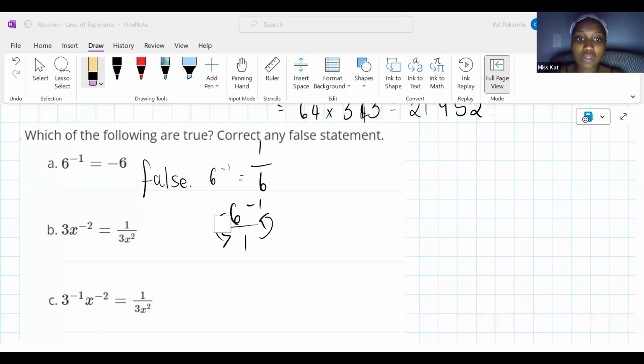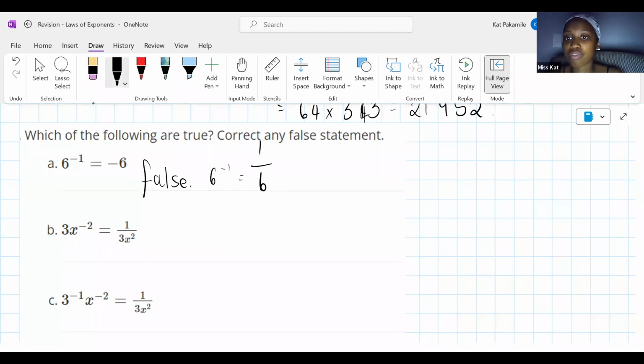So it is indeed false, guys, because you're supposed to find the reciprocal. You can't make the number negative. You're supposed to find the reciprocal. Chelsea, please stay away from your calculator, because for stuff like B and C, what's going to happen?